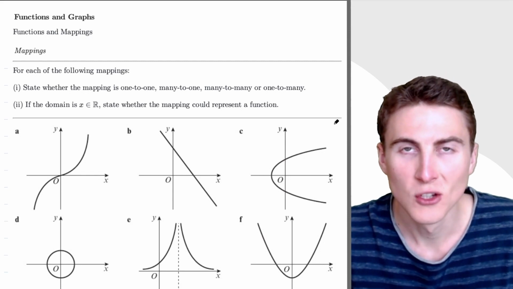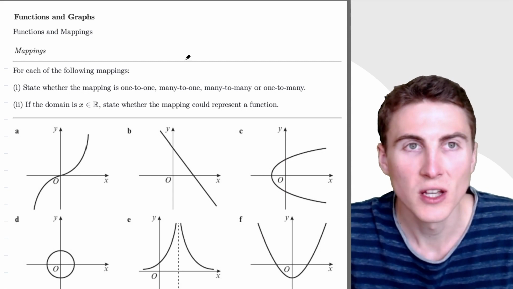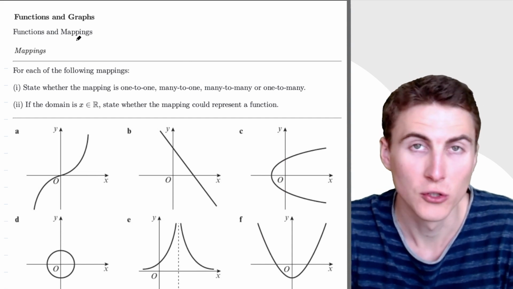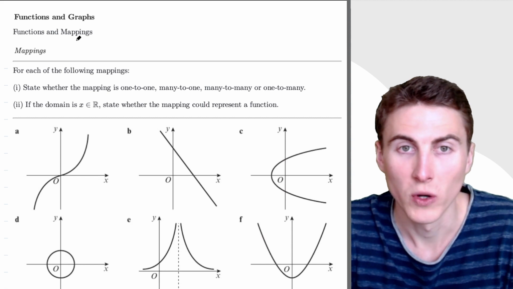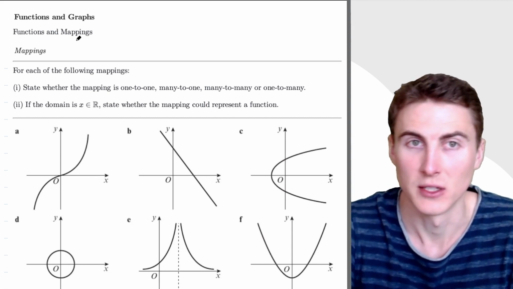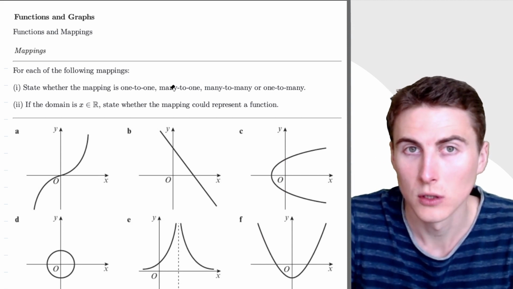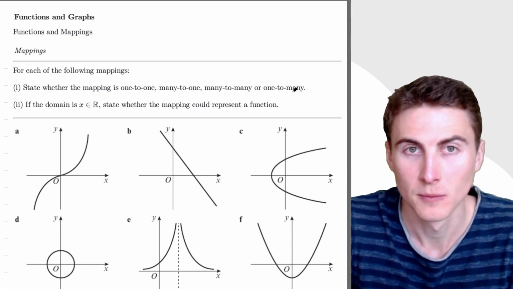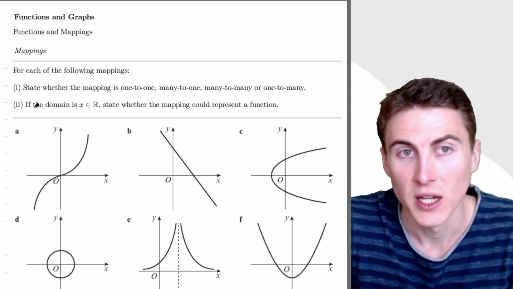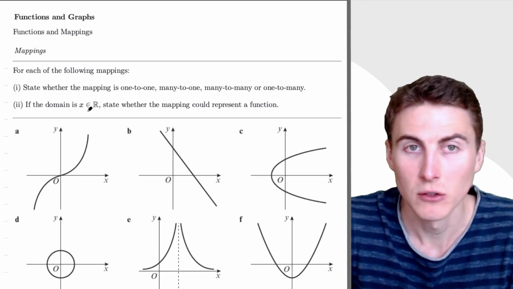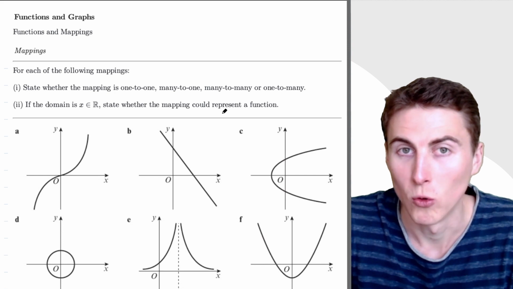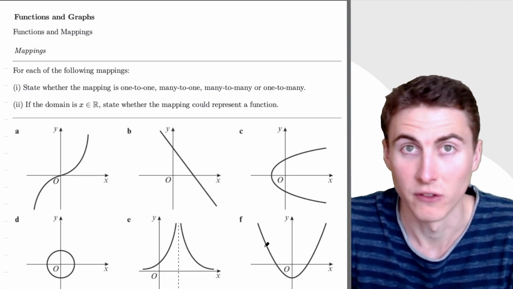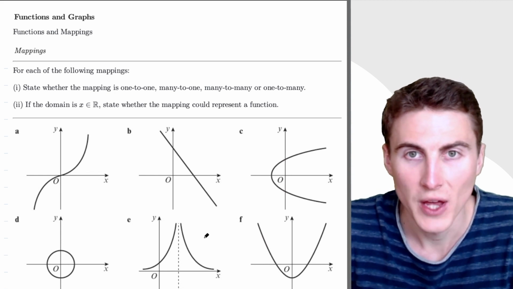Hello, hello. So in this question, we're looking at functions and mappings. We've got a bunch of graphs on this page, and for each type, we're going to see what type of mapping it is. Is it one-to-one, many-to-one, many-to-many, or one-to-many? And then, if the domain can be any real x value, could that mapping be a function? So could each of these represent a function? That's what we're trying to do.